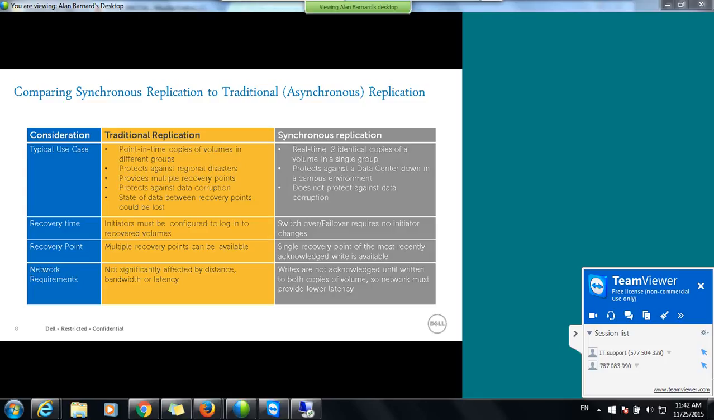Network requirements. Again, we talk about bandwidth and latency. There is no significant effect from distance, bandwidth or latency on traditional replication, but on this one, there is. As you know, distance relates to latency, and bandwidth relates to how much data can pass through a pipe. So if you have a bad network between pools, then you cannot do synchronous replication.